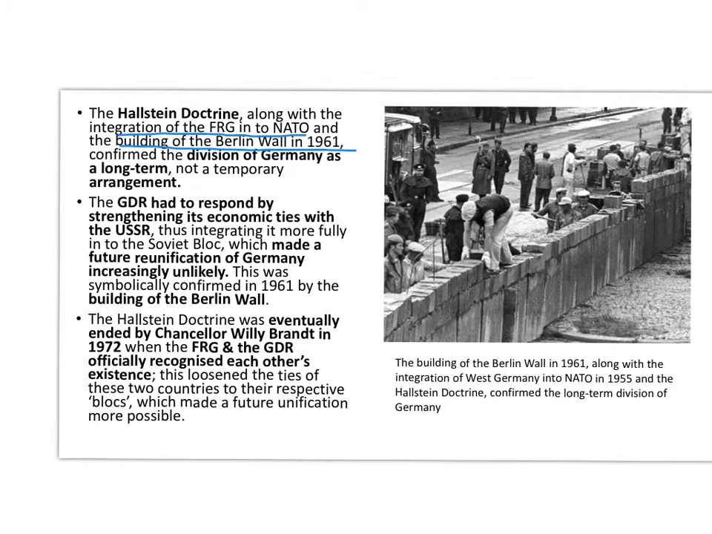You don't need to know about the Berlin Wall crisis, because this depth study only goes up to 1960, but nevertheless it was significant because it solidified the Cold War. It made it permanent in a sense, or it certainly made it a long-term issue. So the Hallstein Doctrine, along with West Germany being integrated into NATO, confirmed that in the long term, Germany was going to be a divided country. That what had originally been talked about at Potsdam as effectively only a temporary arrangement clearly was not going to go away now in the short term.